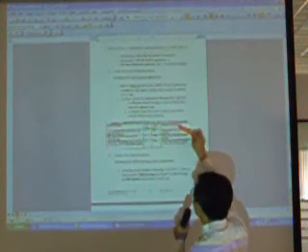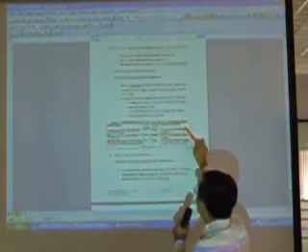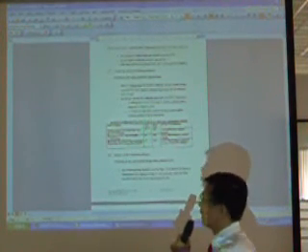So the different type of design consideration. For the coarse grain one, you design for the settling velocity.